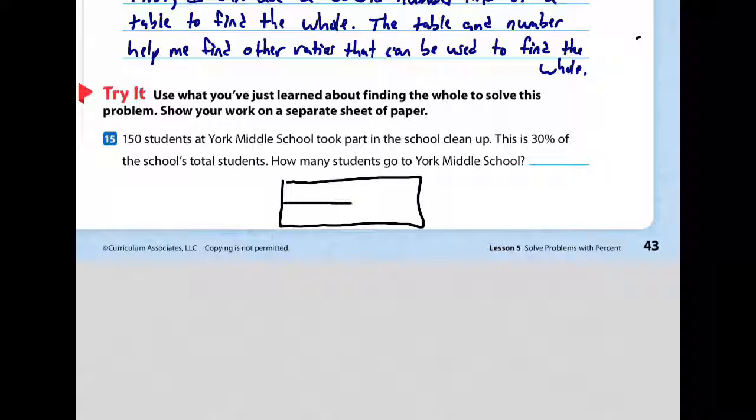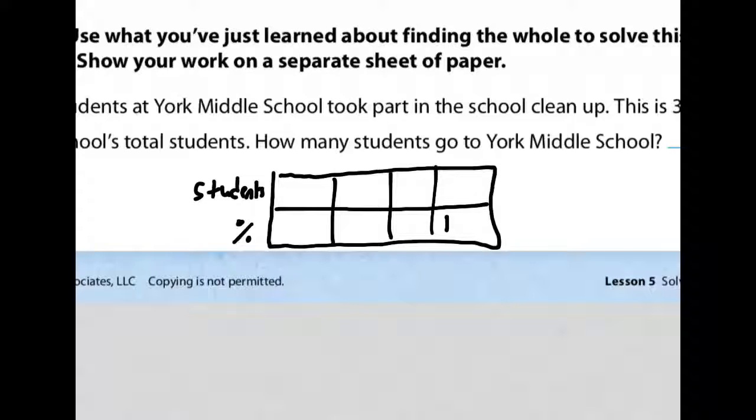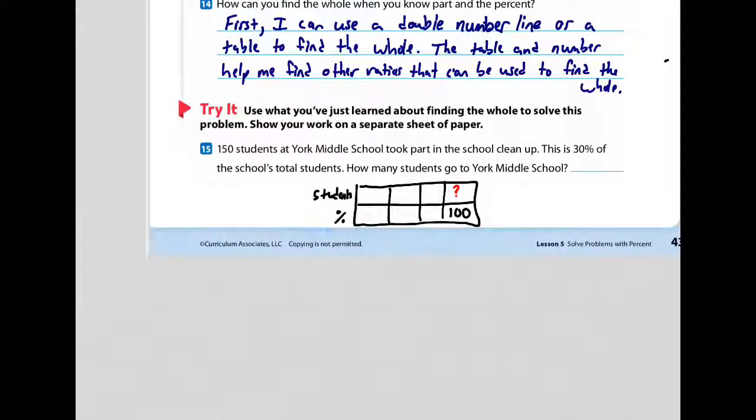Split it into a couple sections. And the bottom is going to be my percent, and the top is going to be my students. And remember, your answer, you're finding the whole. So we need to figure out what 100%, and I'm going to put a red question mark right there, is. Now what you need to do is use the other numbers in the problem to come up with ratios that can get that percent, that red question mark.